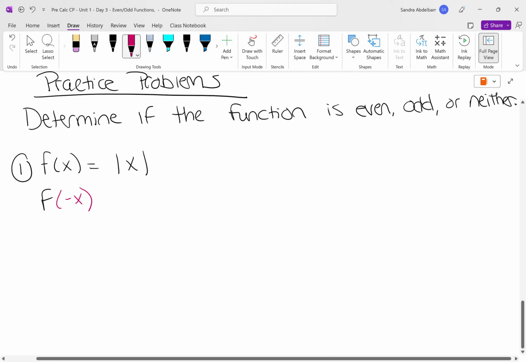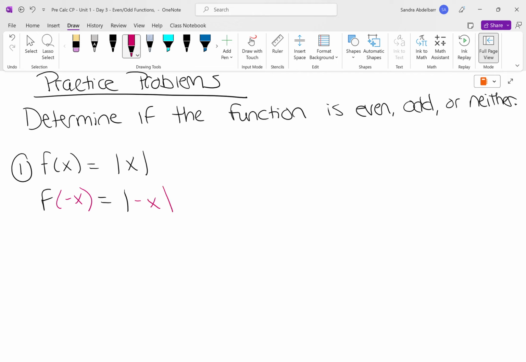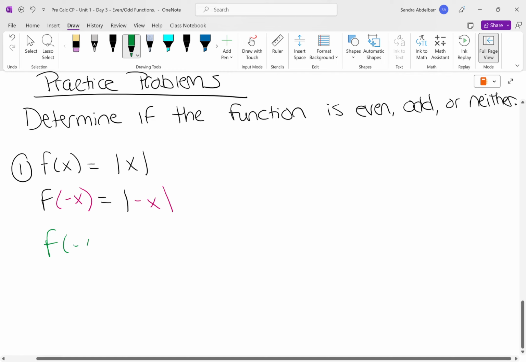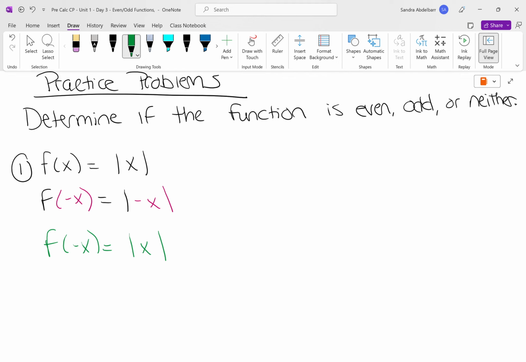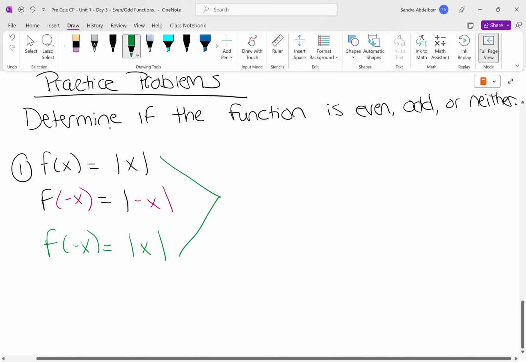Now we're replacing x in f of x with negative x, which means I'm putting a negative in for that x. Well, what's the absolute value of a negative number? Isn't it positive? So isn't it true that f of negative x is the same as the absolute value of x? Since our original and our simplified version are the same, what does that make it?